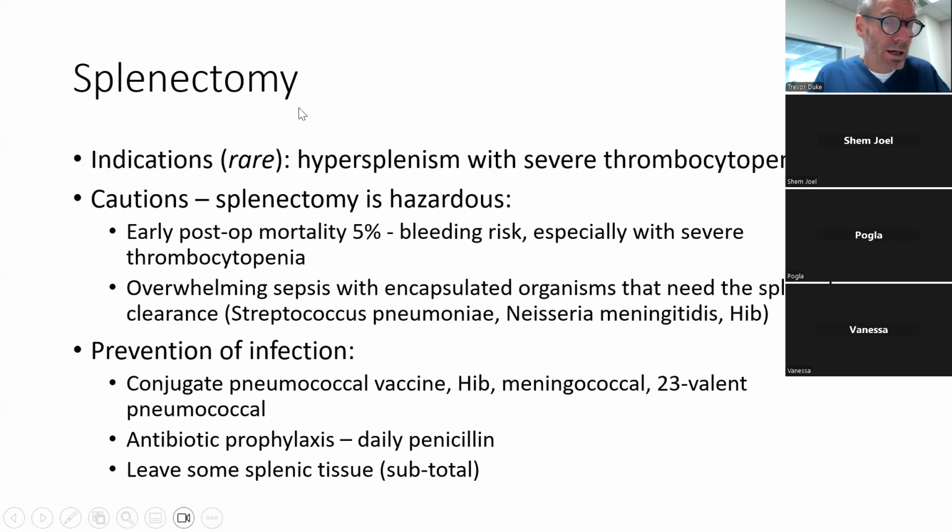Sometimes these days, instead of doing a complete splenectomy, there's a subtotal splenectomy, and that is where the surgeons leave a small amount of splenic tissue, and you only need a small amount with a vascular supply to do the job of the spleen. And so that can be a way where the child retains some splenic function.